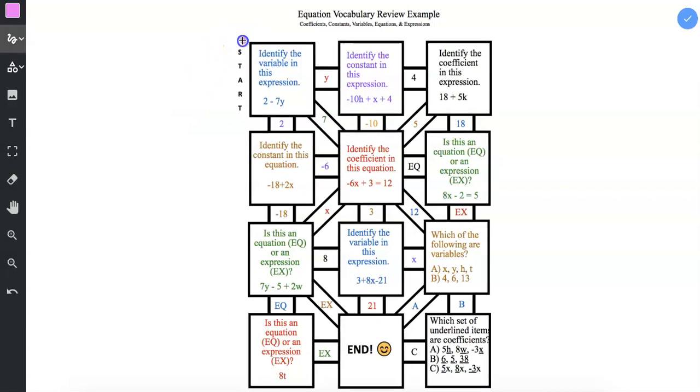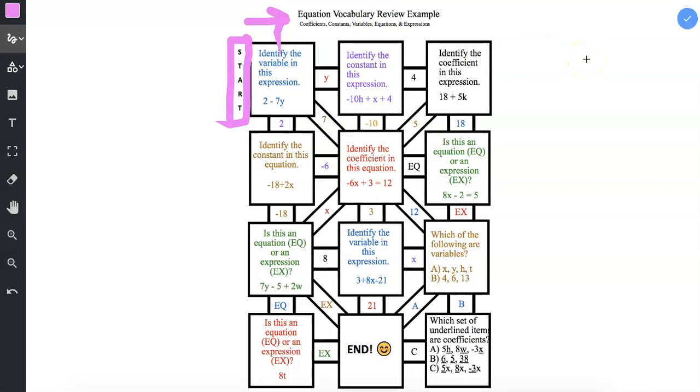Next, we need to notice where we're starting. So this is the starting box. So next, what we're going to do is start reading the first box. Identify the variable in this expression. This clues me in that this is about the equation vocabulary, which is what we wrote about in our notes.